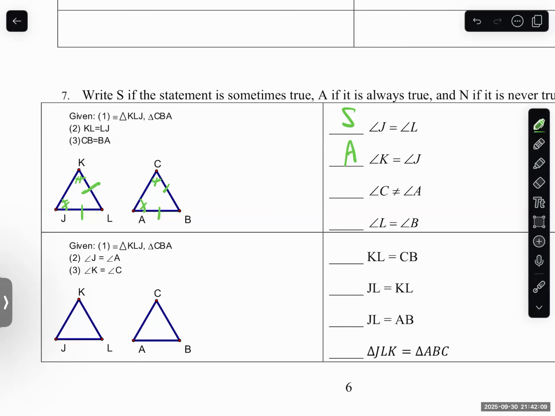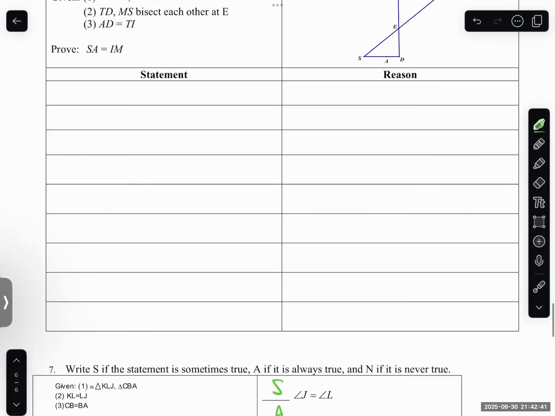C always equals A. So then this is a never, because we know that C is equal to A always. So then it's not going to be equal, never. And L is equal to B sometimes. Great. K is equal to C. J is equal to A. Now notice those are not in the same triangle. Because they're not in the same triangle here, you don't know anything. Sometimes, sometimes, sometimes. Now, I don't have enough information to say the triangles are equal either, so that's also sometimes. Great. Hopefully this was helpful.